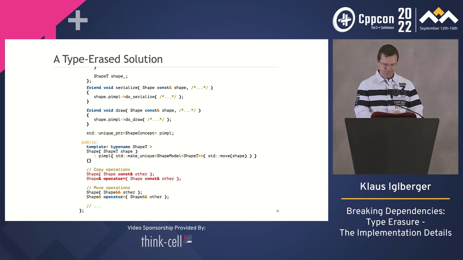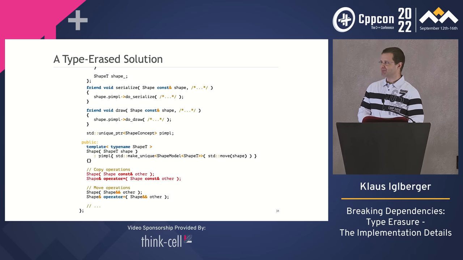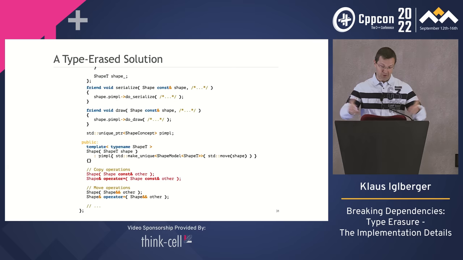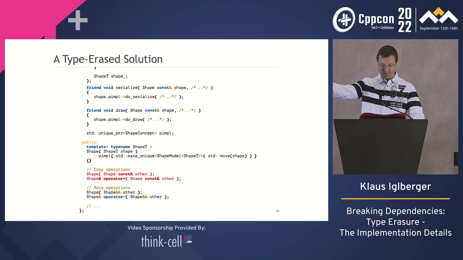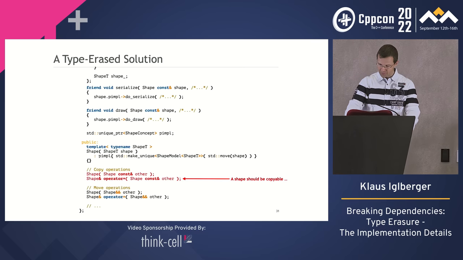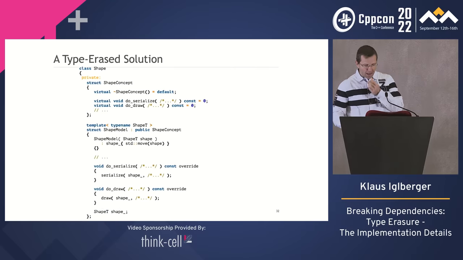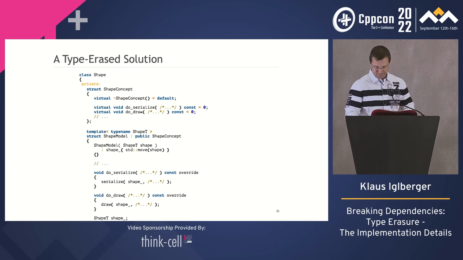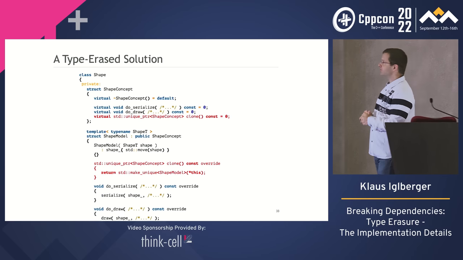Now, how do I copy? Because I actually don't know what I store. I don't know what I store, whether it's a circle or a square, and I cannot know. It's an open set of types. So we need a little more help. So a shape should be copyable, but we only know a pointer to base. There's one more function that we need, another affordance, and that I introduced by means of a clone function.